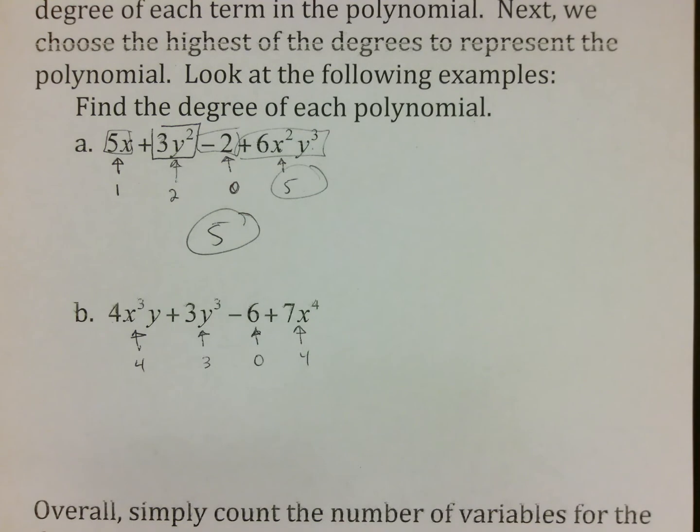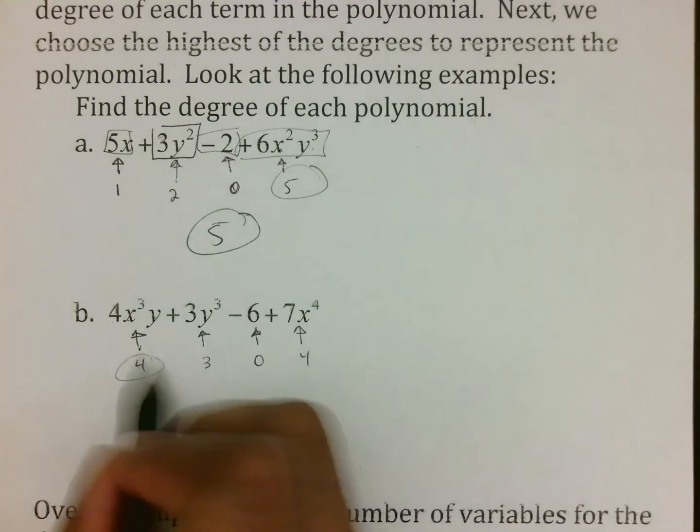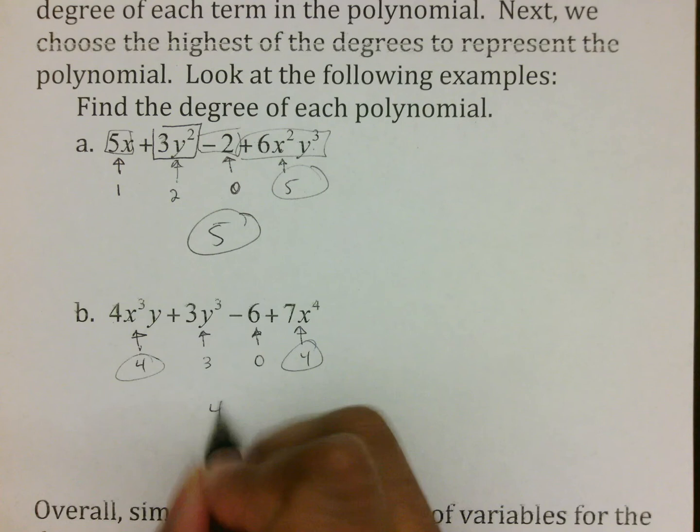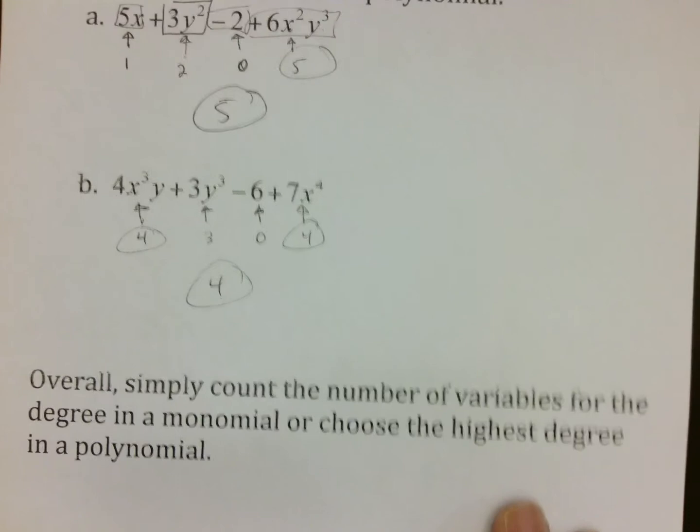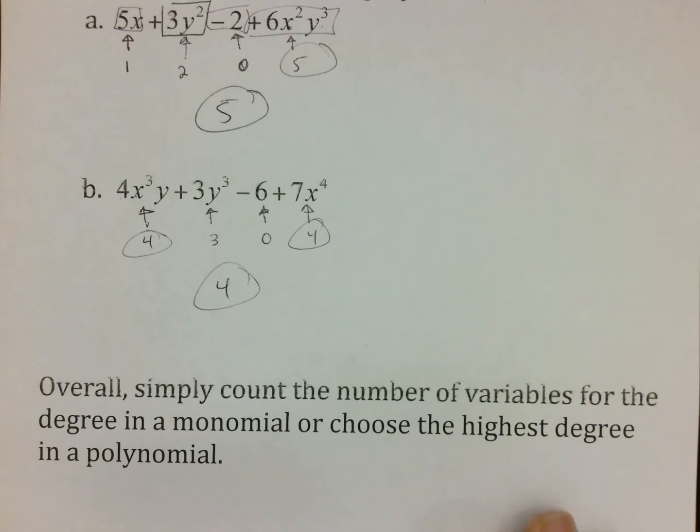And it does not matter if you have a tie. What you're looking for is the highest number, which in this case is 4. It means the degree of this whole thing is 4. Okay, so overall, simply count the number of variables for the degree in the monomial, or we simply choose the highest degree in the polynomial. And that is really all that is new in terms of what's going on.